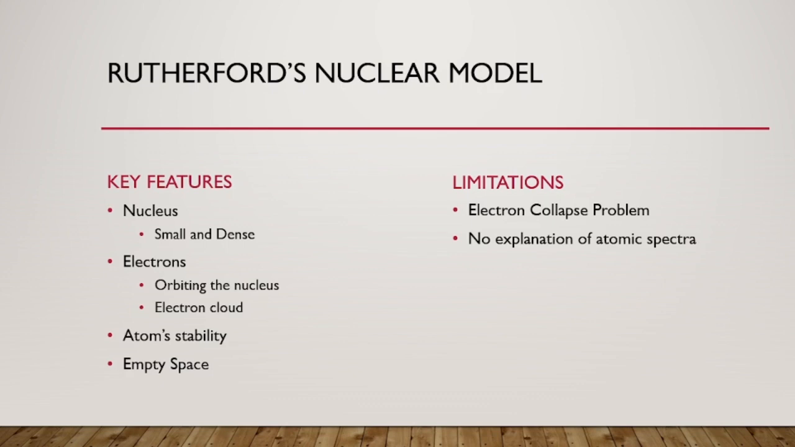Rutherford's model could not explain why electrons do not lose energy and spiral into the nucleus, and why they don't collapse into the nucleus. Atoms are very stable, but Rutherford's nuclear model couldn't explain this, and this is one of the limitations of the Rutherford nuclear model. And one more key feature is that most of the volume in the atom is empty space.